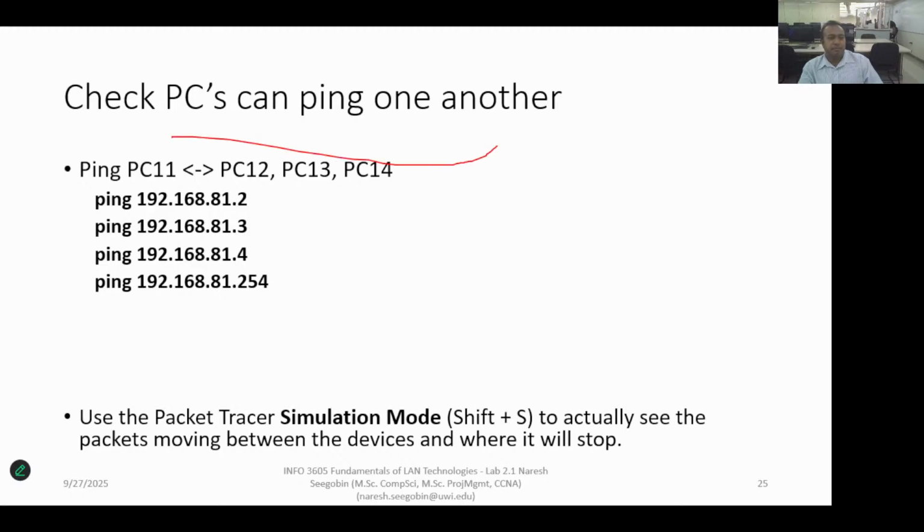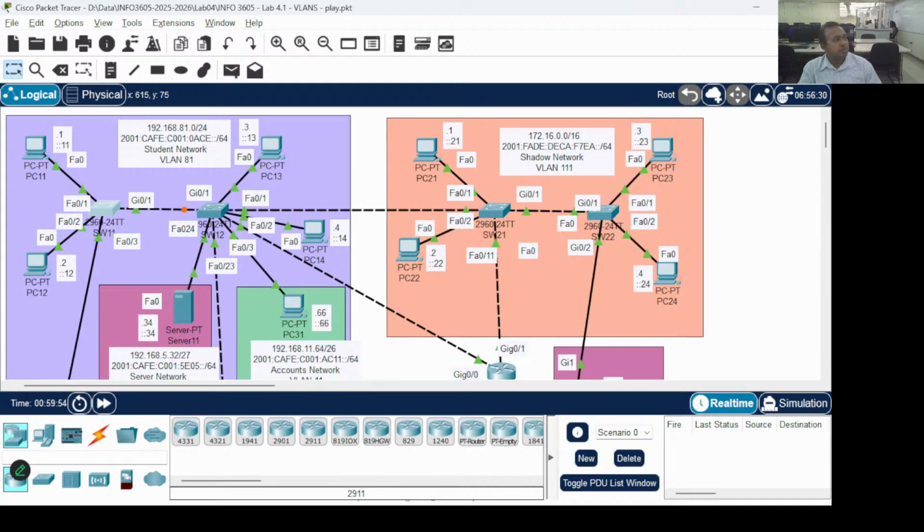Right, check PCs. Can the PCs ping one another? The marks is up. Oh, well, we're now starting up. Maybe not. Well, let's find out. So it's PC 11, 12, 13, and 14. So let's see what's happening here.